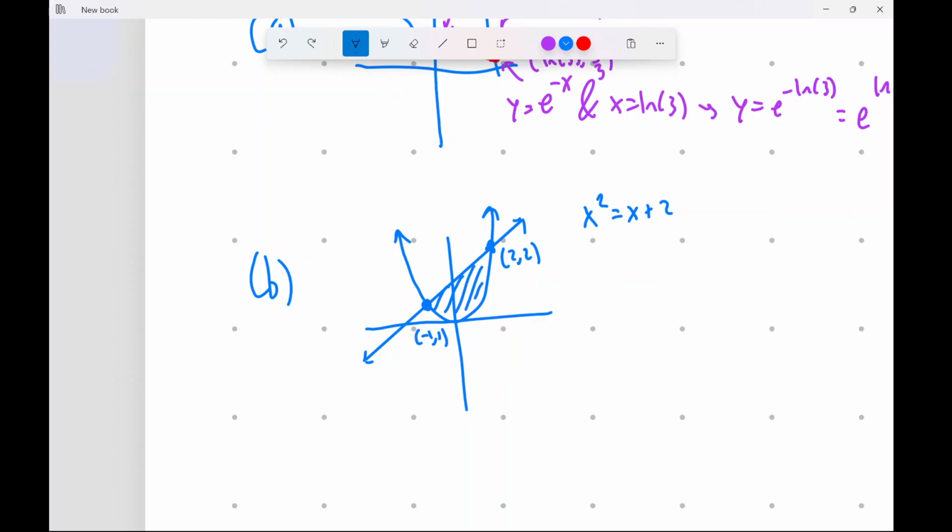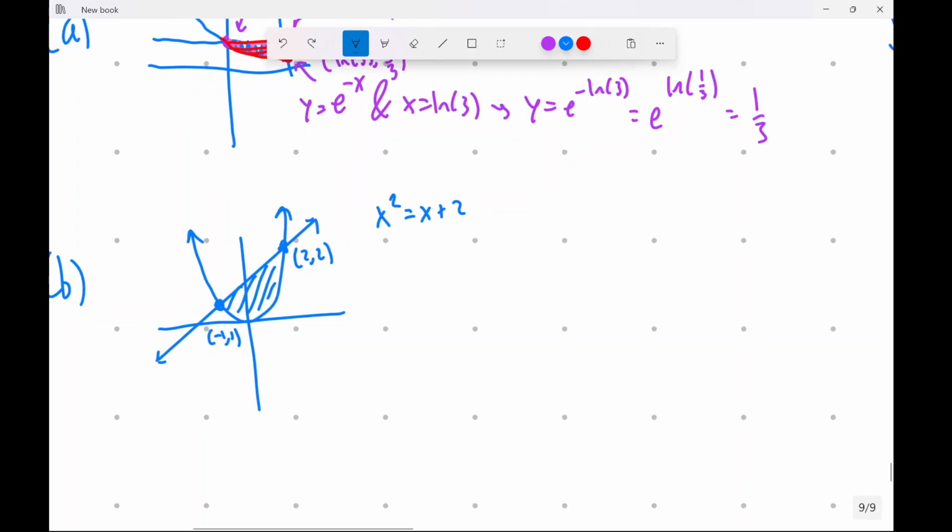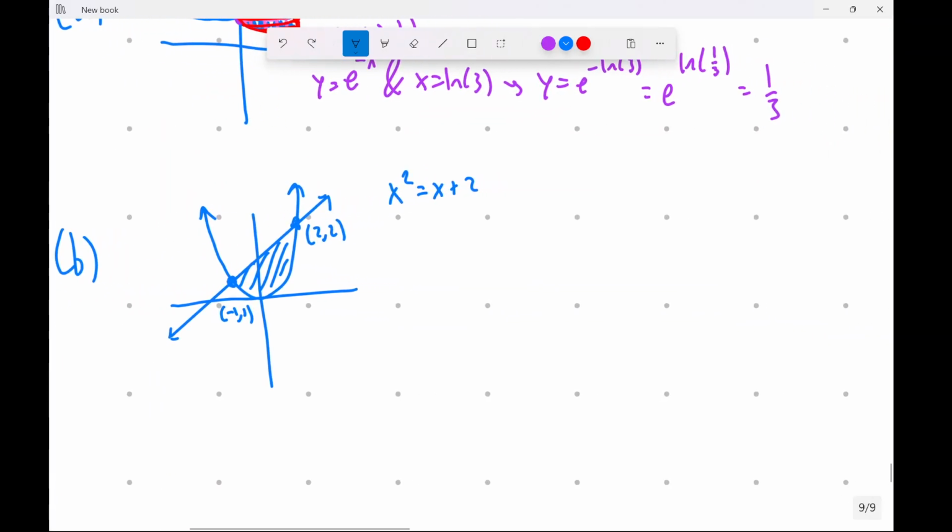And we want to find that region again using the vertical and horizontal cross sections. So first we'll do the x integral first. The minimum value for x in this region is negative 1. The maximum value is 2 because of here and here. Those are the minimum and maximum values of x.